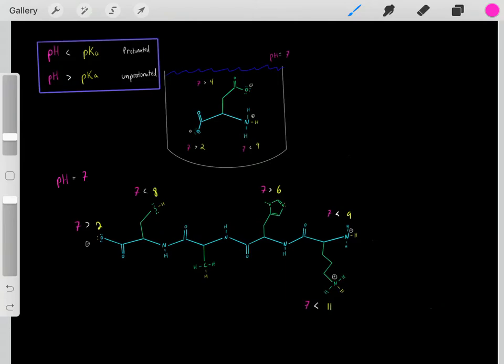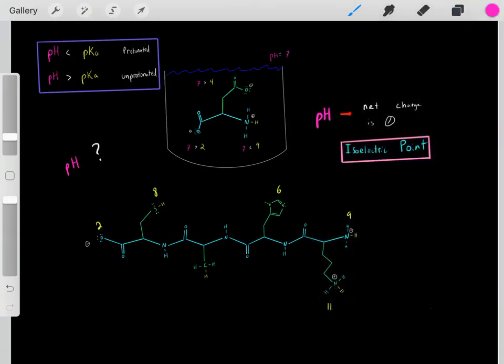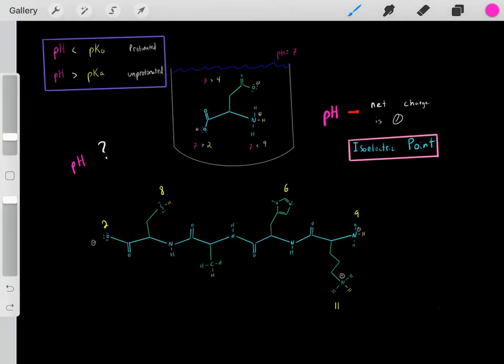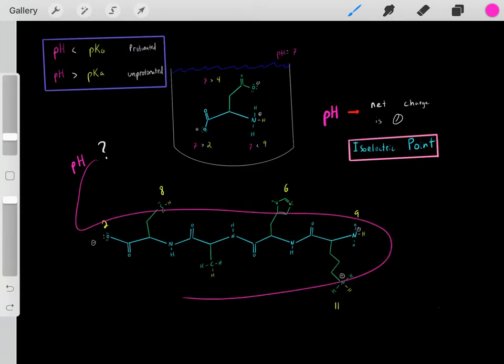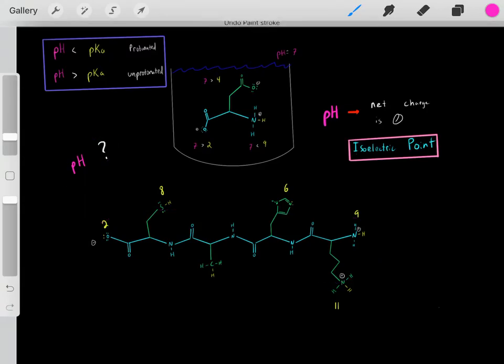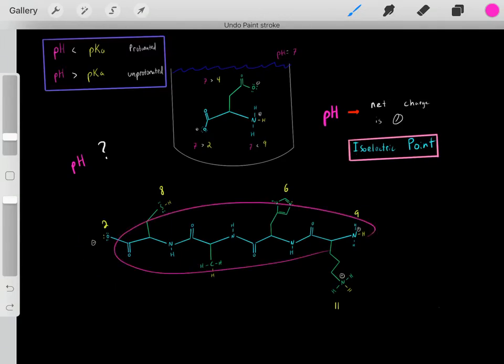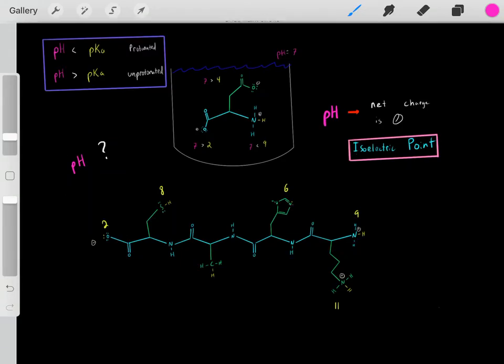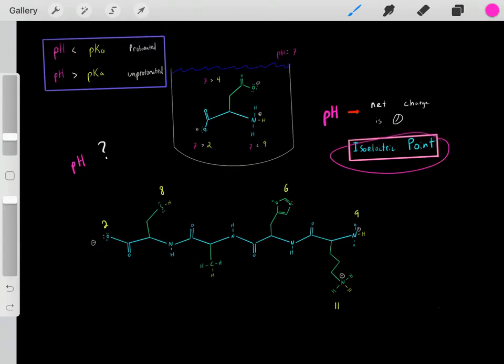Now, how do we determine what the isoelectric point is? We know there'll be a certain pH that will render this polypeptide neutrally charged. There will be a certain pH where the net charge of this polypeptide will be 0. So how do we determine the pH when this polypeptide is neutral? And we know that the pH that renders this polypeptide neutrally charged is referred to as the isoelectric point.